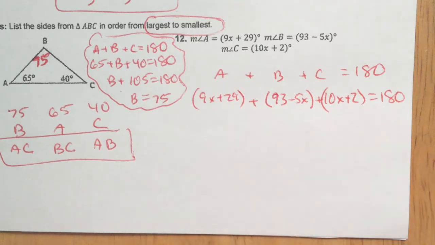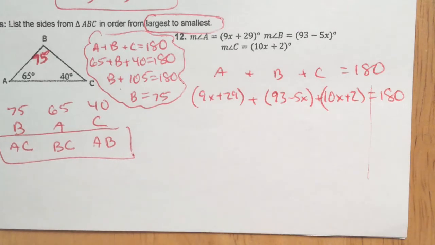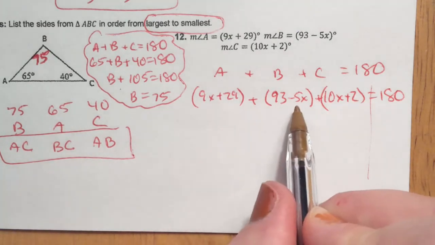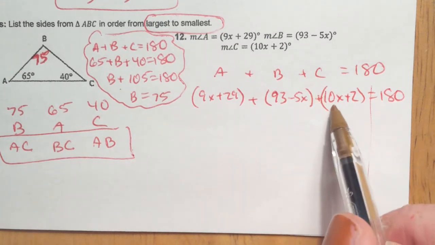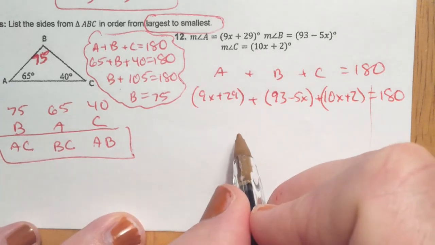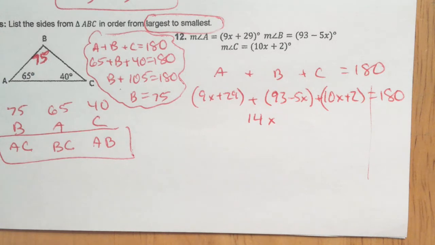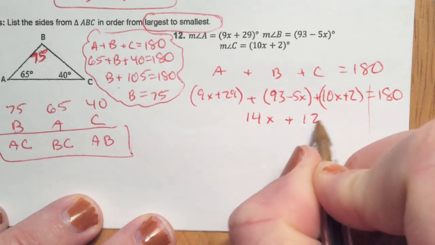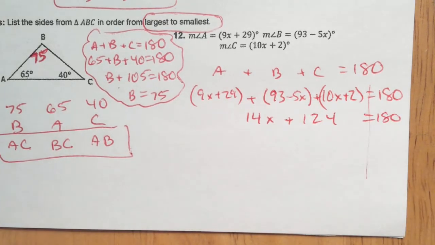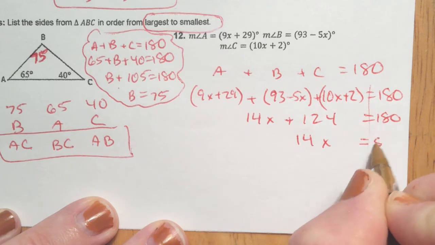All right, let's get all the x's together. When they're on the same side of the equal sign, do the same operation it already says. So 9x, a negative 5x, and a positive 10x would make 14x. Then we have a positive 29, a positive 93, and a positive 2, which make a positive 124, equal to 180. We subtract 124 from both sides, and we get 14x is equal to 56.